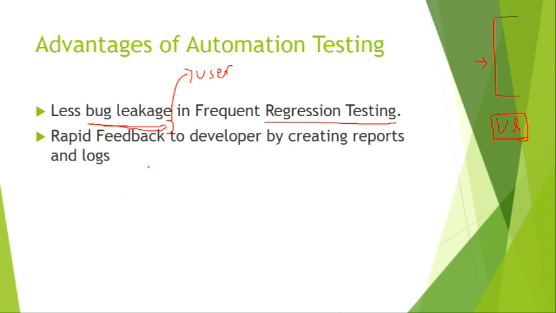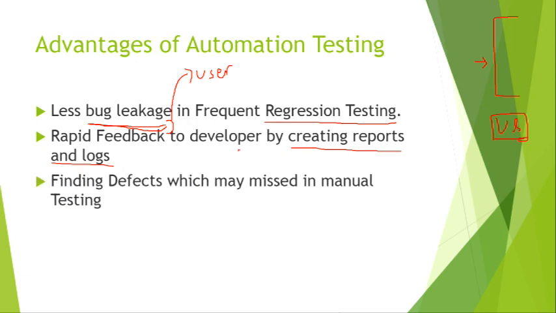Next is rapid feedback to developers by creating reports and logs. With automation testing, it is easy to create reports and logs so that developers can work on the bug. Whatever reports and logs you give, that will give clarity to the developer to work with those issues or bugs.